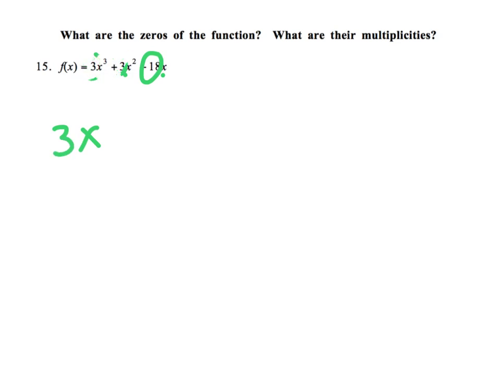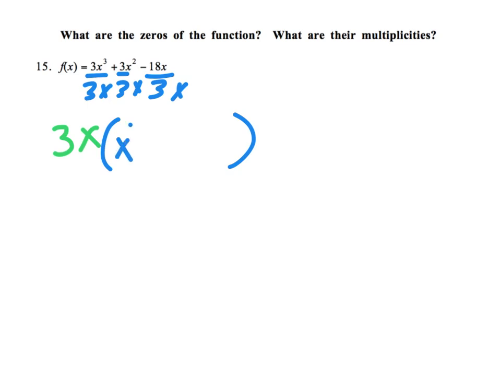Now I'm going to erase this just so I can see what I'm doing here. But we're going to divide each of those things by 3x and write the leftovers in parentheses. Now 3x cubed divided by 3x is just x squared. 3x squared divided by 3x is just a positive x. And then negative 18 divided by 3 gives me a negative 6, and my x's cancel.